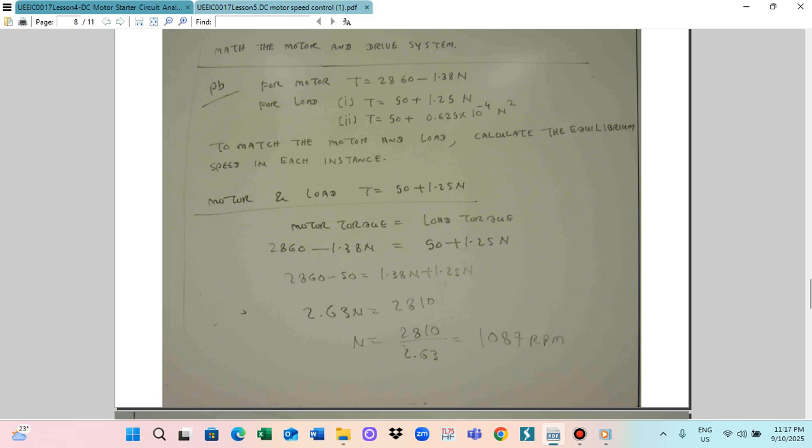Then we make the equation. The motor torque is equal to 2860 - 1/3 n, and the load torque is equal to 50 + 0.625 × 10^-4 n².